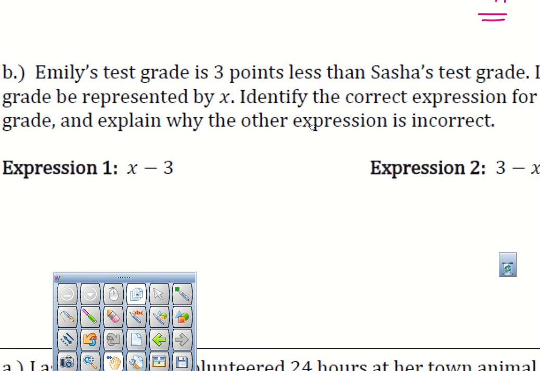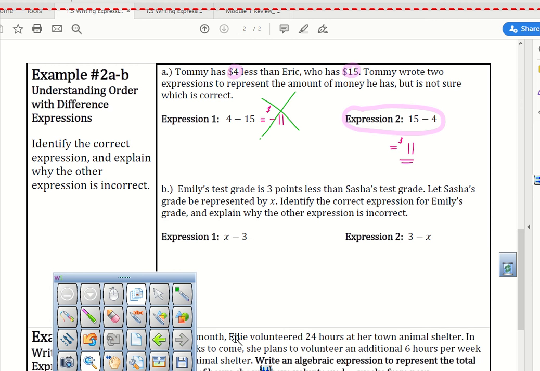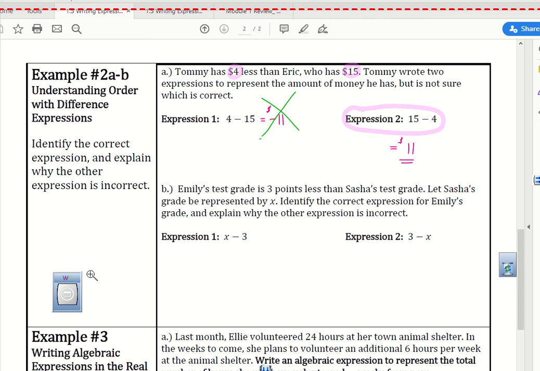Let Sasha's grade be represented by X. Identify the correct expression for Emily's grade and explain why the other expression is incorrect. So same as the one above, 3 points less than Sasha's test grade. So this comes second in the equation. Okay, Sasha's grade is represented by X. So here, expression 1 is the correct expression. And then explain why the other expression is incorrect.